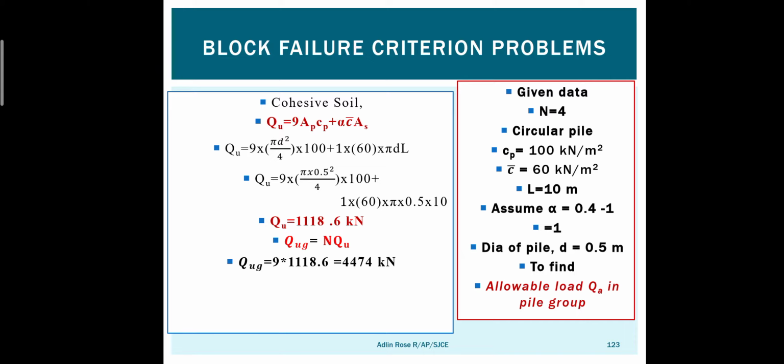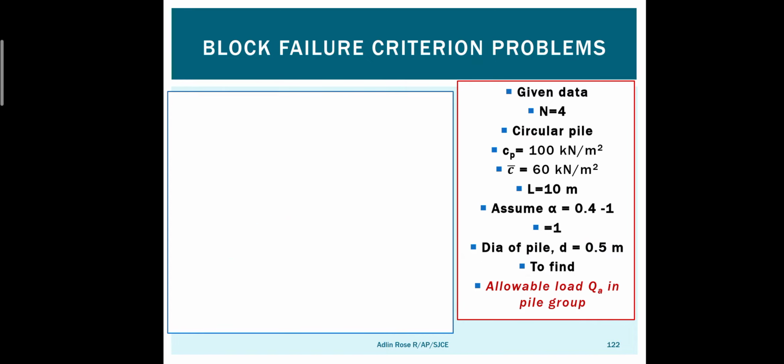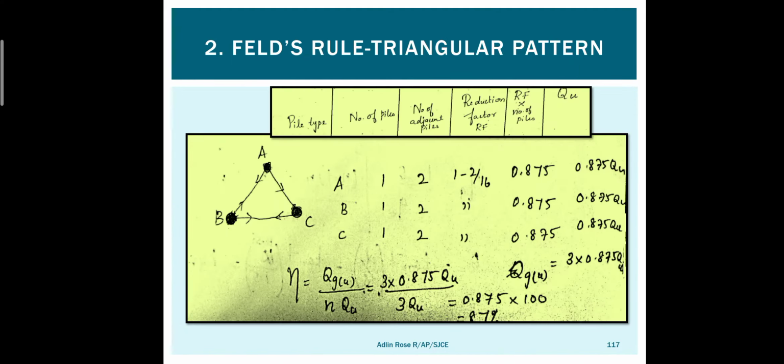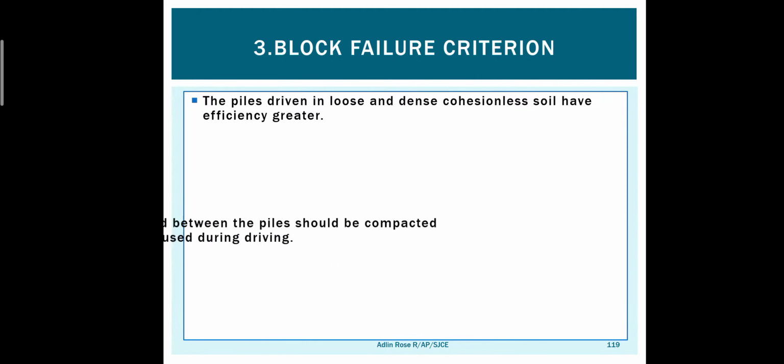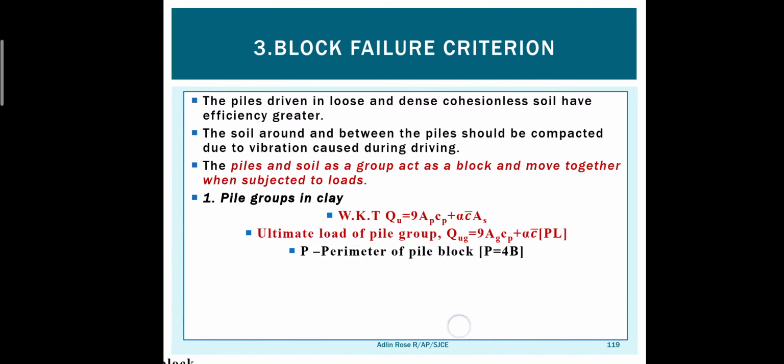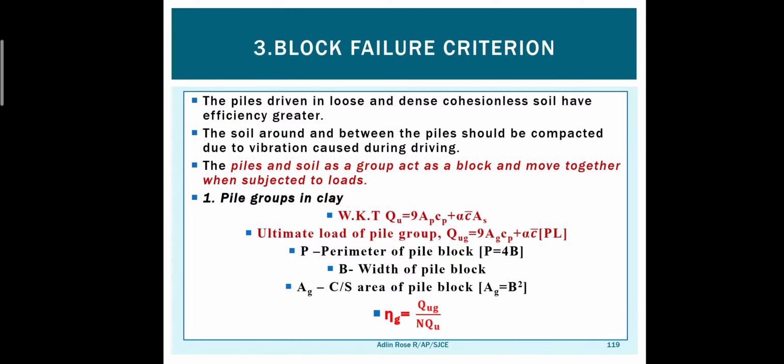We know that group pile capacity is equal to N into Qu. If you see which formula this came from, you know the efficiency formula. What is the efficiency formula? Eta G is equal to Qug by N Qu. In pile group capacity, always remember, in block failure criterion, we assume the efficiency of the pile group as 100%, which in decimal value is 1.